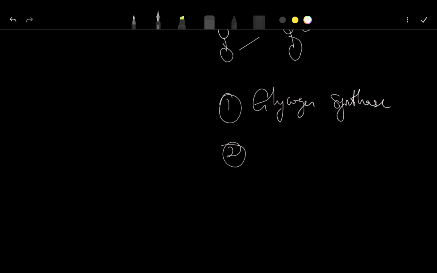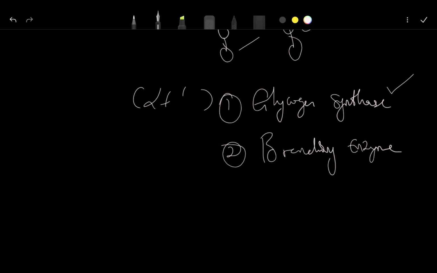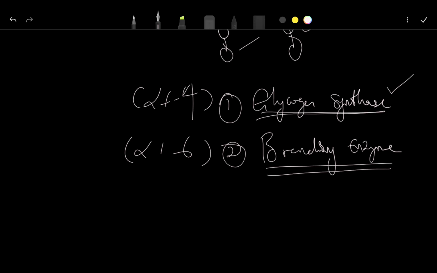The one that synthesizes the branch point is called what? Branching enzyme. So it's very easy. Glycogen synthase synthesizes the straight chain, meaning glycogen synthase synthesizes alpha 1,4 bonds, while branching enzyme is responsible for alpha 1,6. Do you get it now? Glycogen synthase for the straight chain and branching enzyme for the branch point. Does it make sense? As we proceed, we'll get to know how they actually do it.